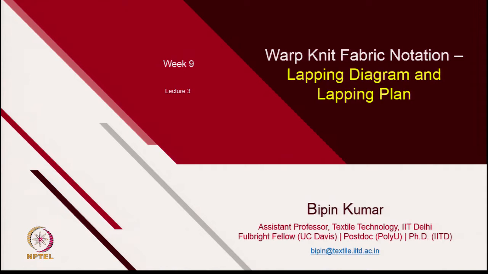Today the topic is how you can denote warp knit fabric structure. For the notation of a warp knit fabric structure, in practice the lapping diagram and lapping plan of the guide bar are followed. Similarly, for weft knitted structures, you learned the box diagram, point diagram and bar diagram, because making the loops of any weft knitted or warp knitted structure is very complicated. So the notation plays a very important role in understanding the fabric quickly.